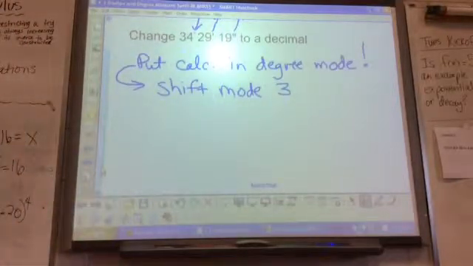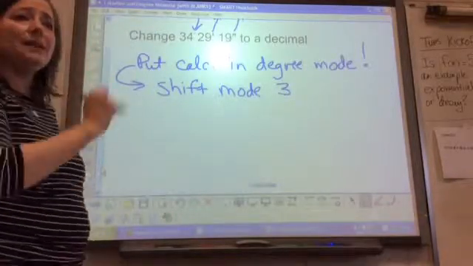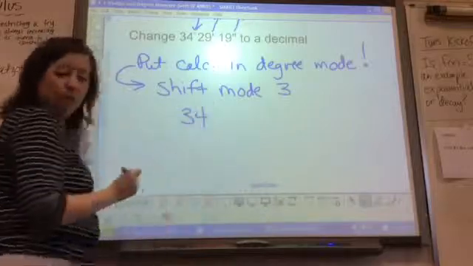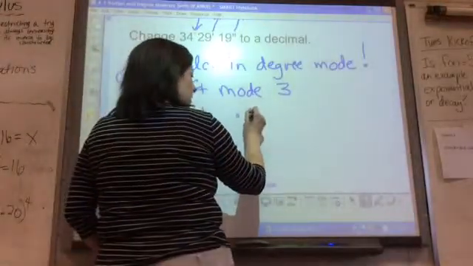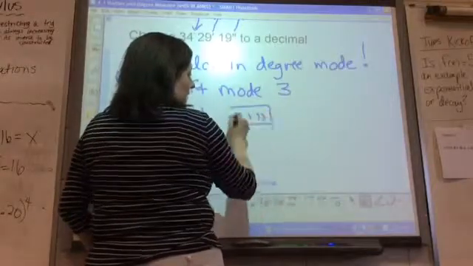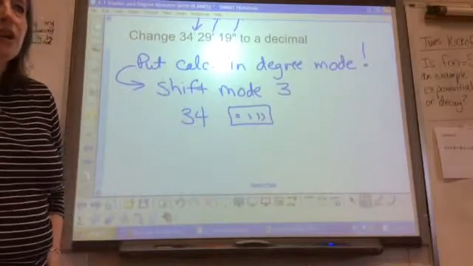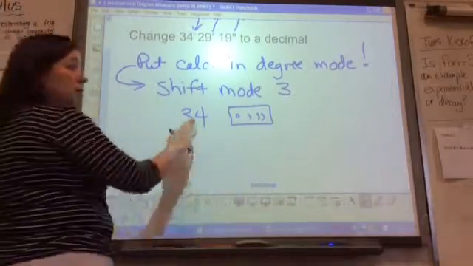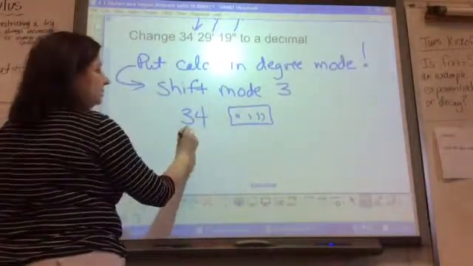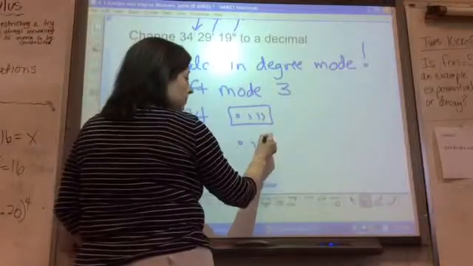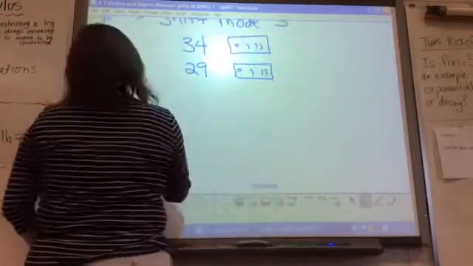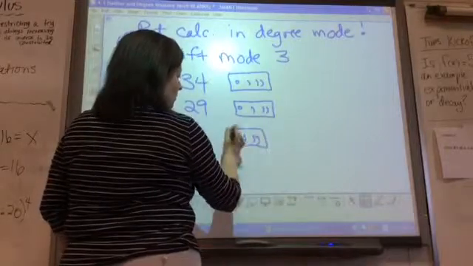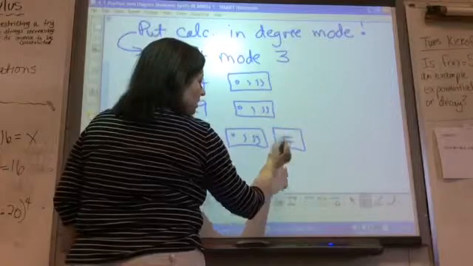Okay. Now we're ready to type it in. So I'm gonna write the steps and then we'll use the calculator. All right. So we're gonna put the 34 in, and then you're gonna hit a button that looks like this: degree, minute, second. That button is beside the negative button. So if you got your calculator there, it's beside the negative button. So it's degree, minute, second. But we're not done, obviously, so no equals yet. So I would do 34, hit the button, 29, hit the button again, and then 19, hit the button again. And then equals, finally.